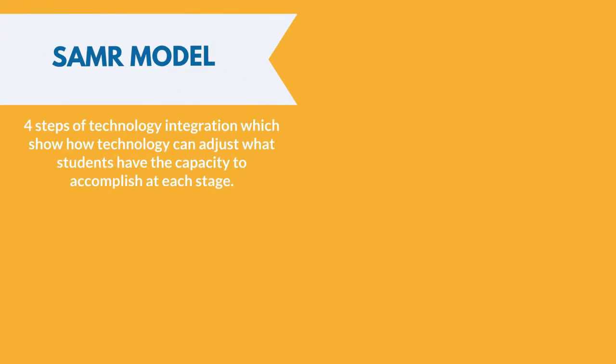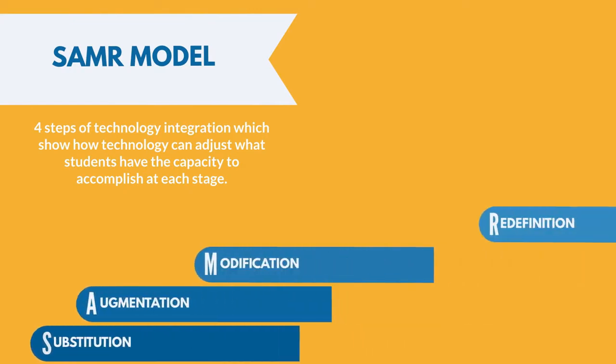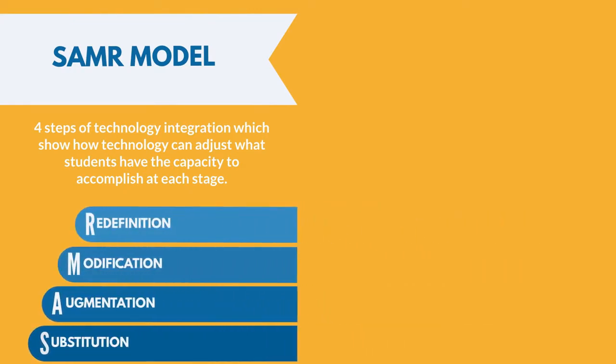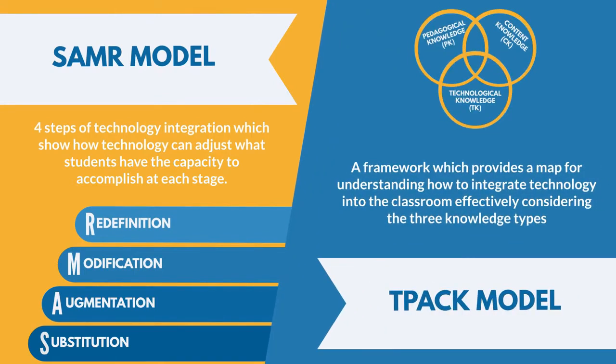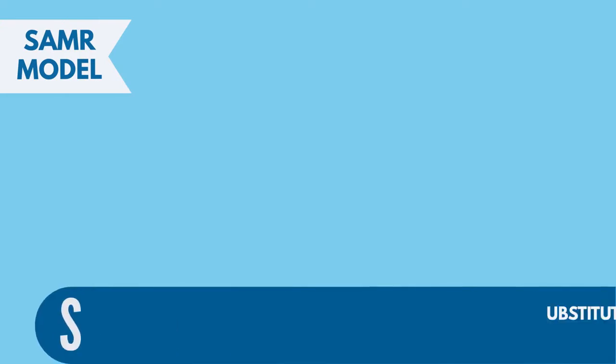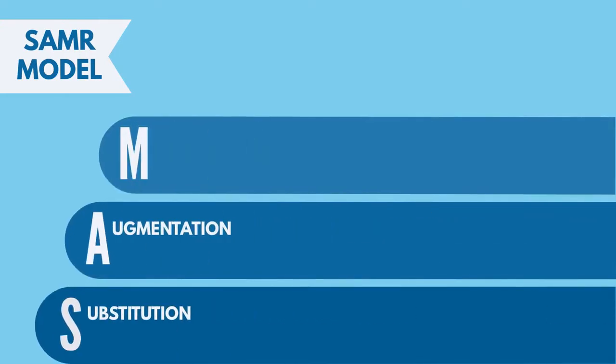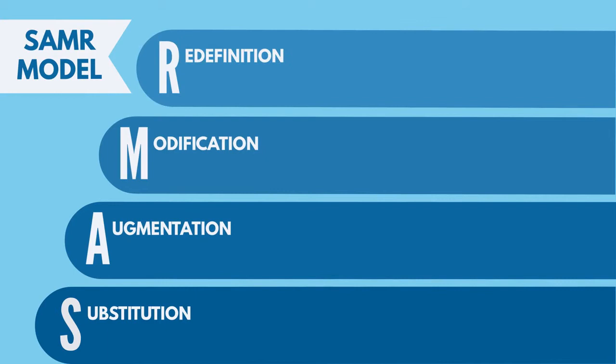The SAMR model includes 4 steps of technology integration, which show how technology can adjust what students have the capacity to accomplish at each stage. On the other hand, TPACK is a framework which provides a map for understanding how to integrate technology into the classroom effectively, considering the 3 knowledge types. The SAMR model includes S for substitution, A for augmentation, M for modification, and R for redefinition.